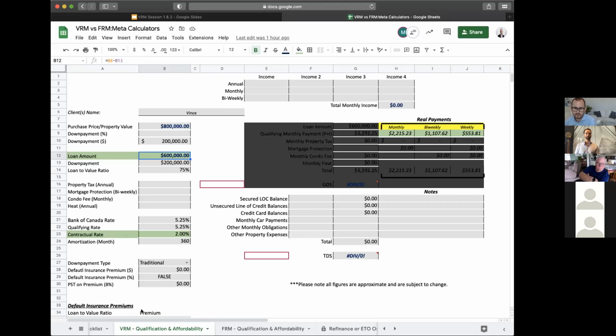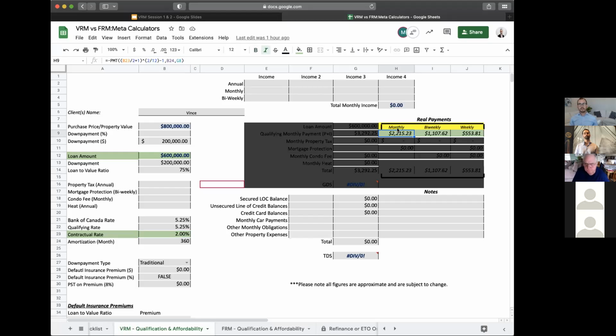And what we're doing here is running the numbers on a variable rate mortgage. So a variable rate mortgage at 600,000, and if your contract rate, so this is your net rate, is 2%. Right now, prime is 2.7. So if you're at prime minus 0.7, which some of you are at better than that, but let's just say prime minus 0.7, you're at 2%. Then that would yield a payment of $2,215.23 a month. That's essentially what that person would be paying.